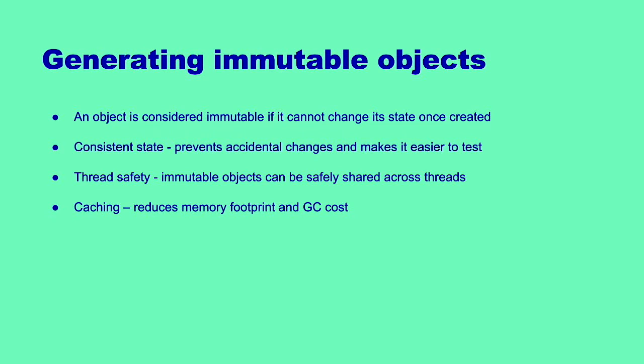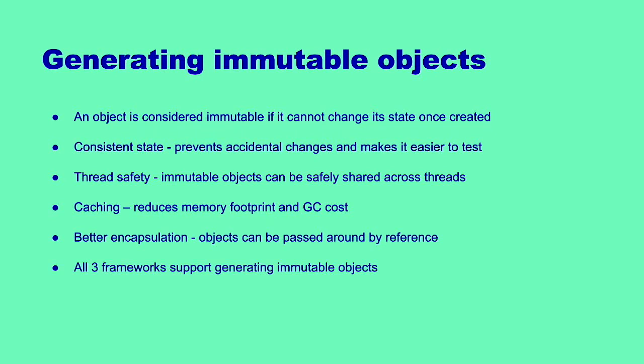Thirdly, immutable objects can be cached since two immutable objects with the same values are completely equal, and it results in it being safe to reuse cached values. This in turn reduces the memory footprint and the garbage collection cost. And lastly, there is better encapsulation since the object can be passed around by reference without worrying about the underlying values mutating. Thankfully, all three frameworks support generating immutable objects.